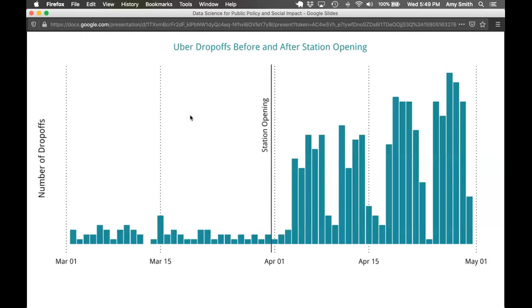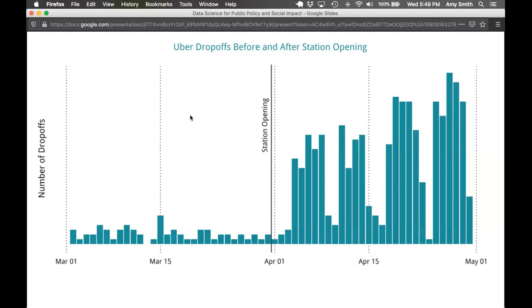And this chart shows the volume of Uber rides to that station before and after the station opening. And after the station opening, we can see a very clear increase in rides. And that gave us a really good signal that riders in this area are using Uber as a first and last mile mode. And the policy relevance here is that a lot of agencies and cities were interested in if and how Uber interacts with public transit, and where there might be opportunities to strengthen those links and mitigate any potentially negative impacts.